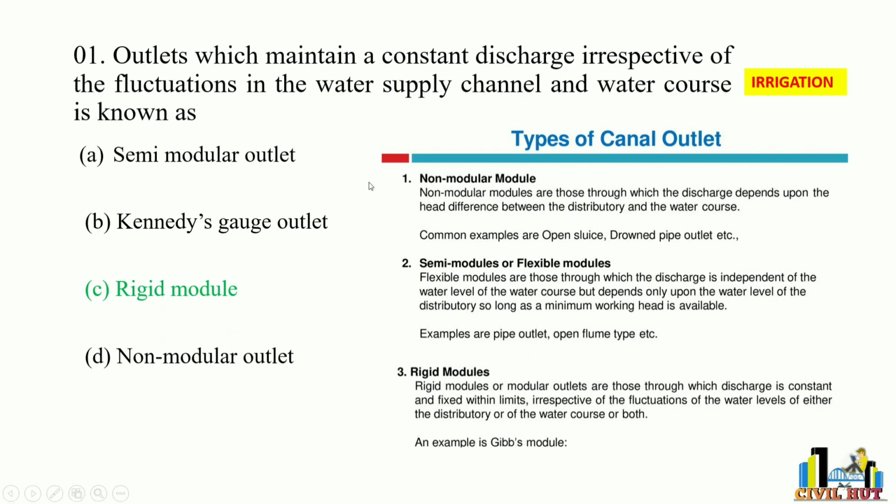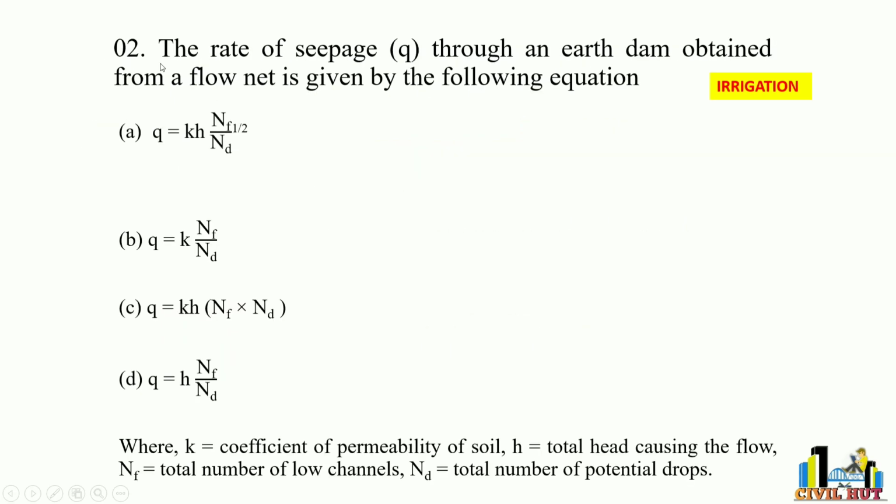This is from irrigation. Next question: the rate of seepage Q through an earth dam obtained from a flow net is given by the following equation. A. Q equal to KH into NF by ND. B. Q equal to K into NF by ND. C. Q equal to KH into NF by ND. D. Q equal to H into NF by ND, where K is the coefficient of permeability of the soil, H is the total head causing the flow, NF is the total number of flow channels, and ND is the total number of potential drops.